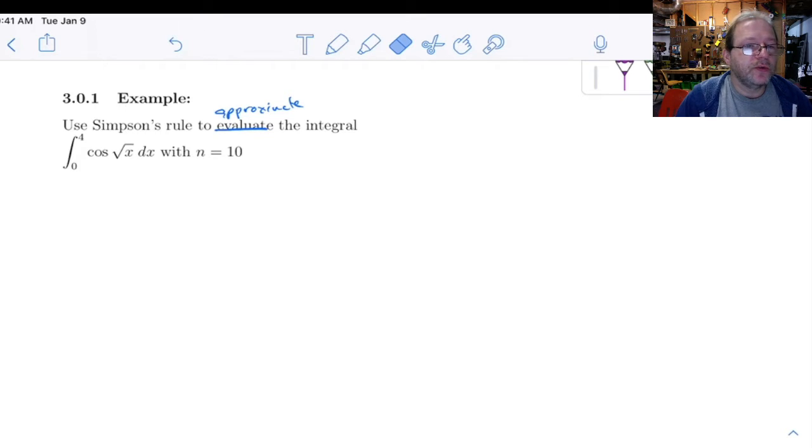Let's use Simpson's rule to approximate this integral. Now, notice I wiped out "evaluate" and I replaced it with "approximate" because Simpson's rule just gives you an approximation. So let's work out all the stuff we need.